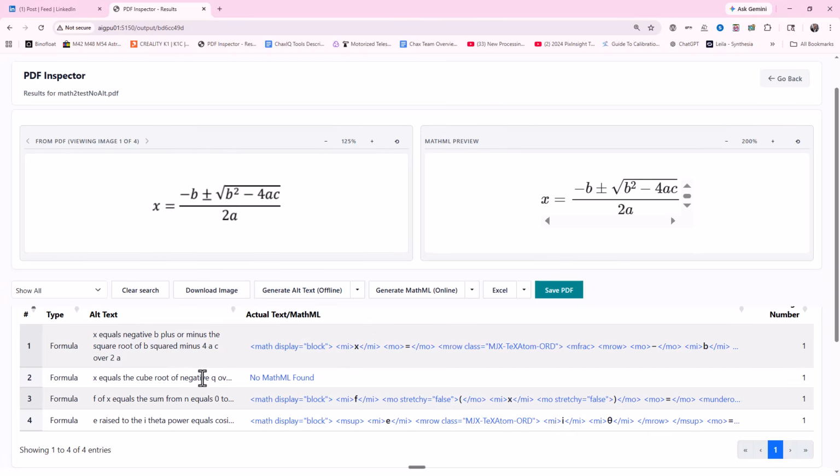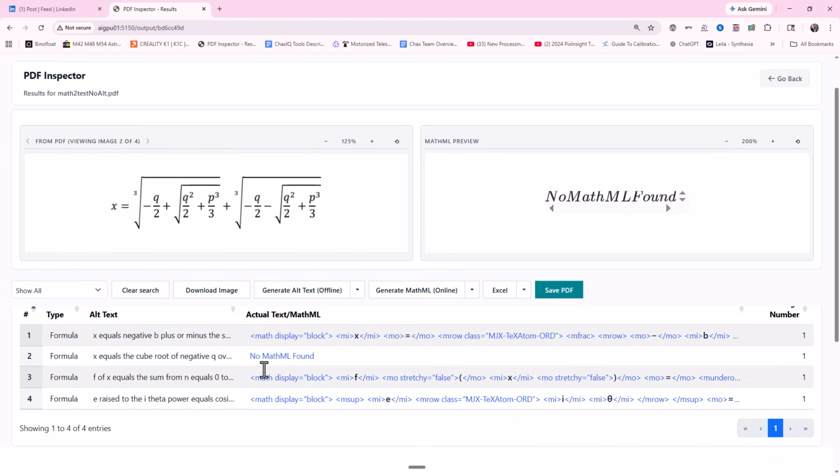Let's take a look at the next equation. Well, the next one says, no MathML found. It wasn't able to auto-detect the math given the automated process. But what I can do is come up here and hit generate MathML. So I hit generate MathML, and now it's going to generate and actually specifically look at that problem and come up with the MathML based on this individual issue.